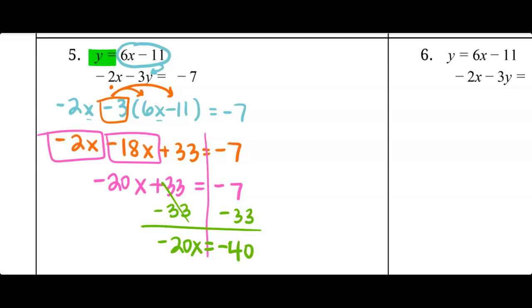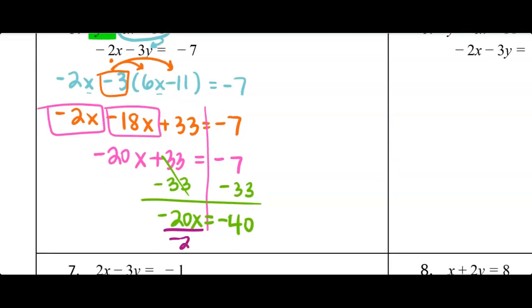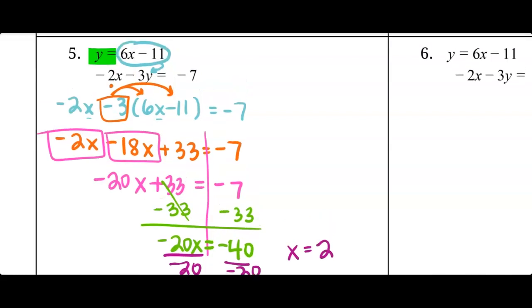And then our last step will be to divide by negative 20, which gives us that x is equal to 2. Once you get your value for x, we can substitute it back in for x in our top equation. You really could substitute it into either one of these equations to solve for y, but we always want to work smarter, not harder.